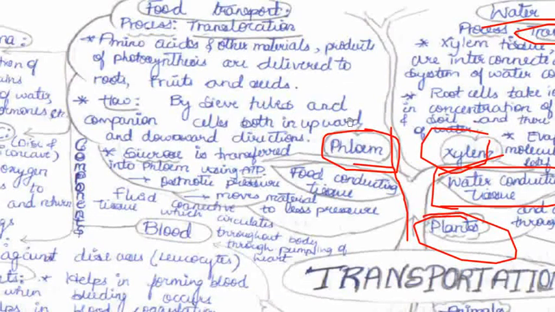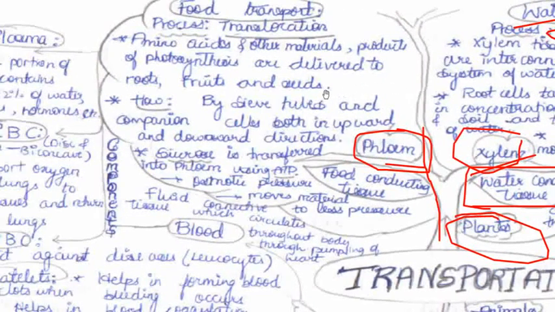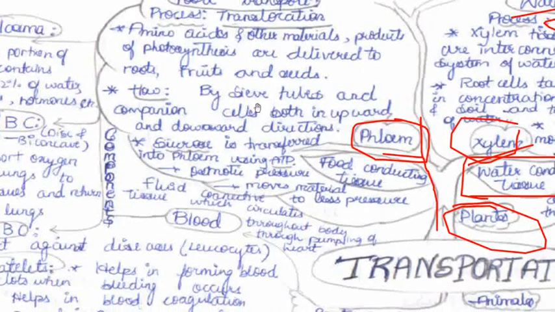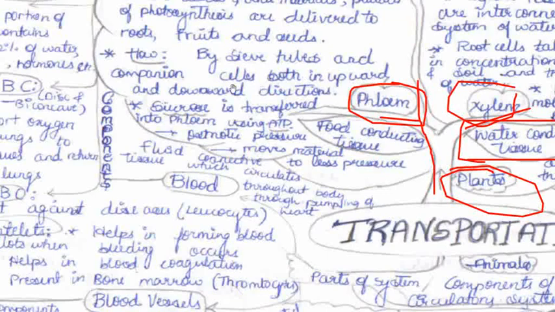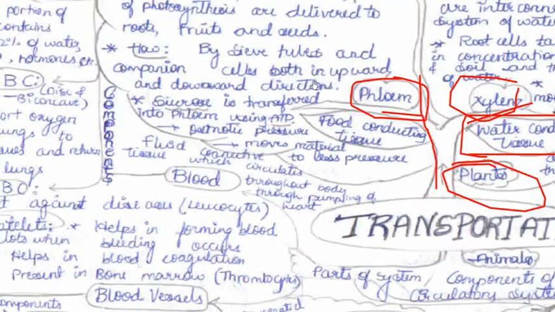The phloem transportation system is bidirectional. That means it takes place in upward as well as downward direction. And how does it take place? It takes place by sieve tubes and companion cells. You can write it as by sieve tubes and companion cells. The transportation of food takes place in both upward and downward directions.